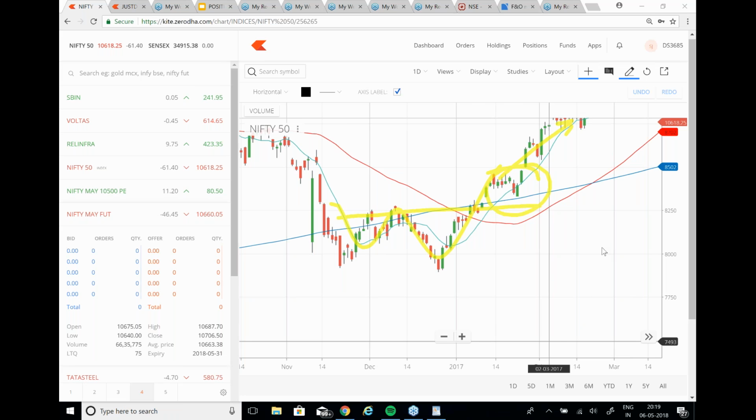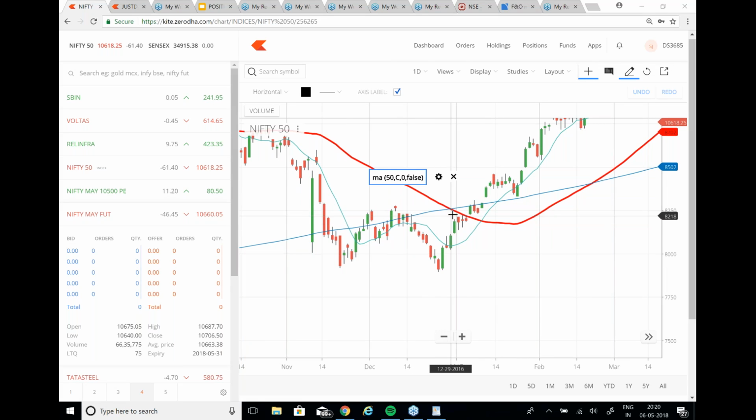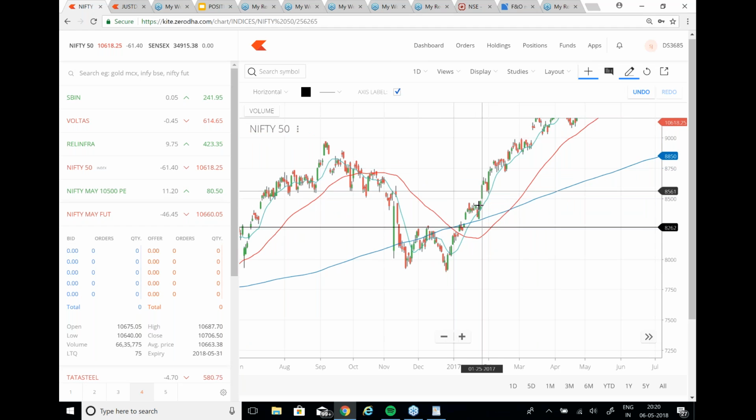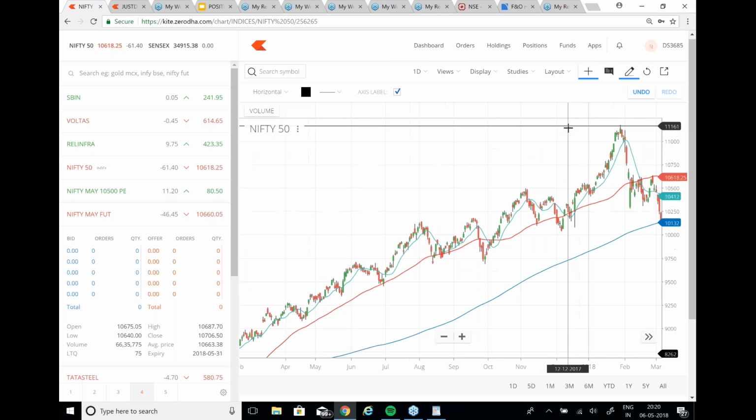Where did it go? Oh my God, it's just taken a flight. It's taken a huge flight from this point. So this is our entry point, 8,259. And where does it go? Look at it. It's just reached 11,161. How many points? So 2,000, 3,000 points, it has gone up from there. That's the power of double bottom.